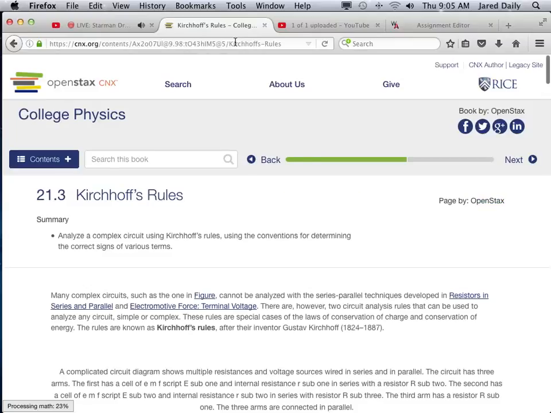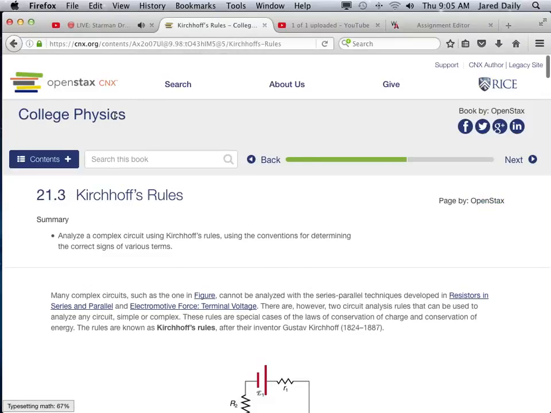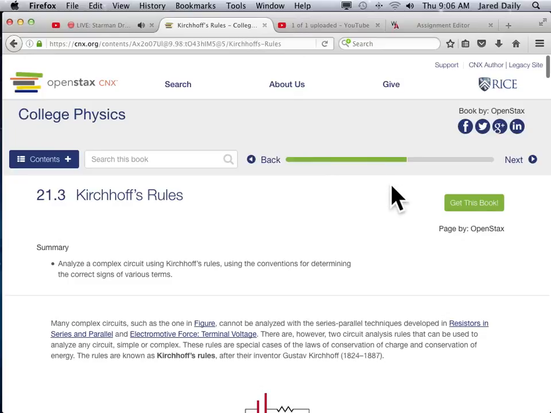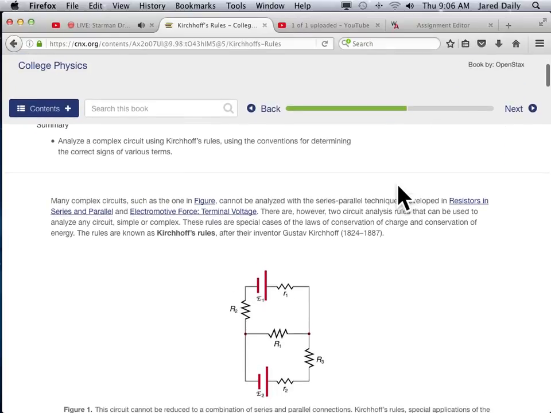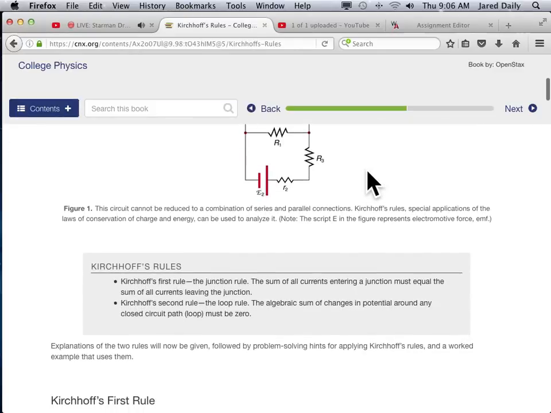Okay, so today is all about Kirchhoff's rules. There are two rules that Kirchhoff came up with that involve two laws of physics. And the two laws are the law of conservation of charge and the law of conservation of energy. So we'll start with the law of conservation of charge, and that involves what we call Kirchhoff's first rule, or the junction rule.